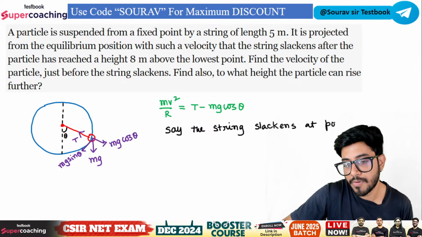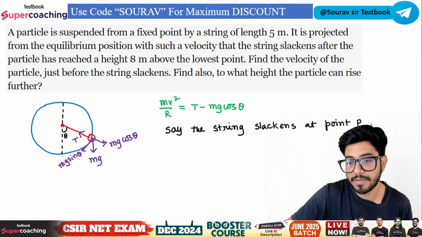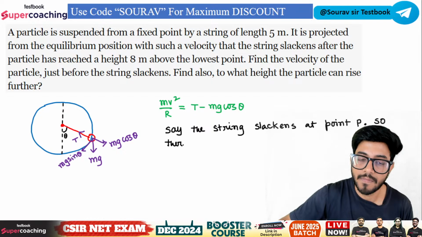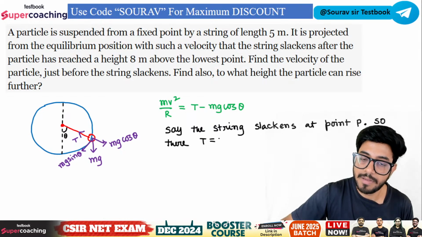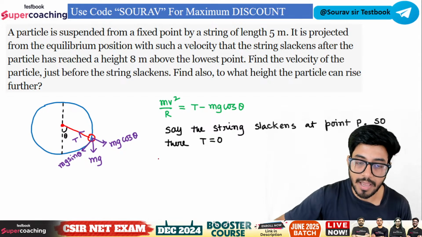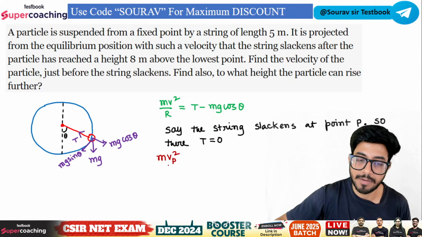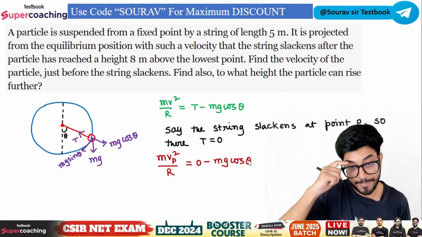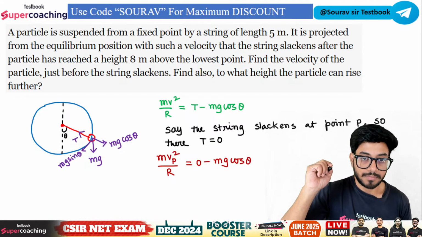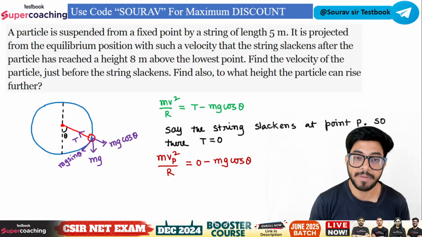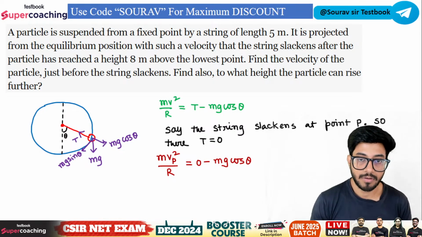At point P, there tension T will be equal to 0, and I can very well write down then m vp square, velocity at that point, by r should be equal to 0 minus mg cos theta. After the particle has reached a height 8 meter above the lowest point. Okay, good.